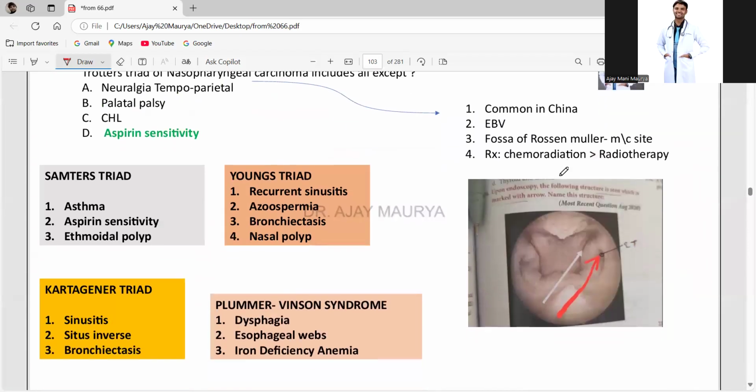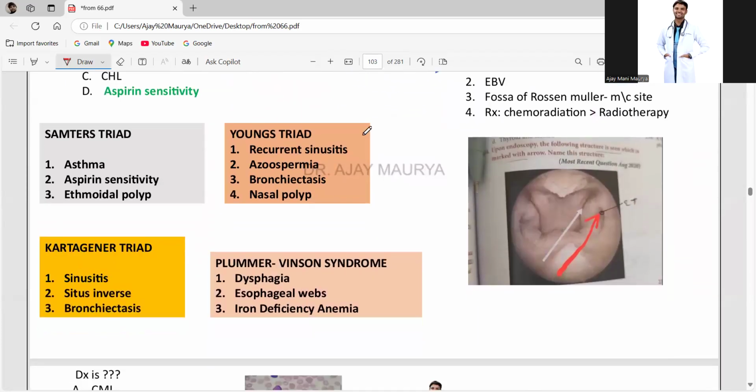Next one, we are having some triads here. This is Samter's triad: asthma, aspirin sensitivity, ethmoid polyp. Young's triad: recurrent sinusitis, azoospermia, bronchiectasis. This is a question that they asked in one of the exams. Kartagener's triad: sinusitis, situs inversus, where the heart will be present on the right side, and bronchiectasis.